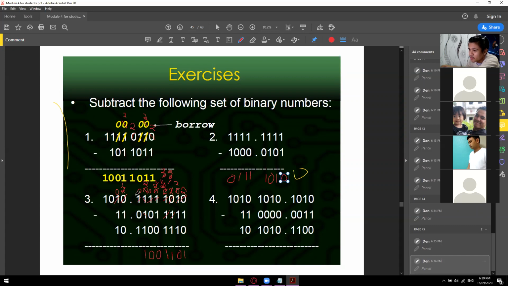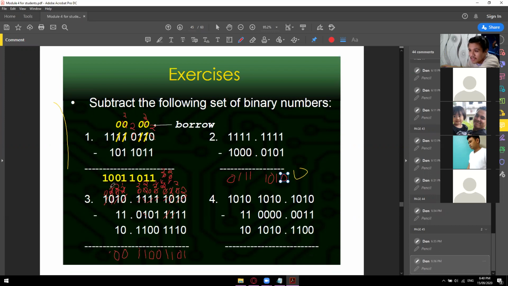So 2 will become 1. 0 now will become 2. So 2 minus 1, ilan? 1 ulit. 1 minus 1? 0. 0 minus 1? Cannot be, sir. So borrow ulit. 1 will become 0. 0 will become 2. 2 will become 1. 0 will become 2. 2 minus 1? 1. Minus 1? 0, sir.